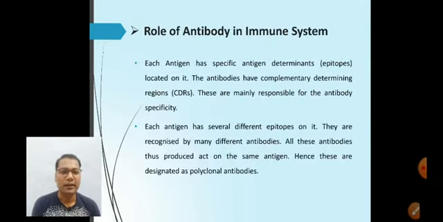Role of antibody in the immune system. Each antigen has specific antigen determinants, also known as epitopes, located on it. The antibodies have complementary determining regions. These are mainly responsible for the antibody specificity. Each antigen has several different epitopes on it. They are recognized by many different antibodies. All these antibodies thus produced act on the same antigen. Hence, these are designated as polyclonal antibodies.